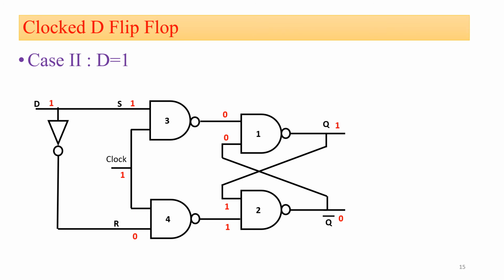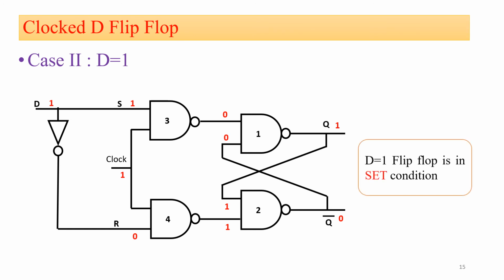And as we know, when Q equals 1 and Q bar equals 0, then our flip-flop is in set condition. Now this is the conclusion from our D flip-flop, that we have avoided those two conditions from the SR flip-flop, that is 0 0 and 1 1. Here we are getting only set and reset conditions. And this is how to design our D flip-flop by using our SR flip-flop.